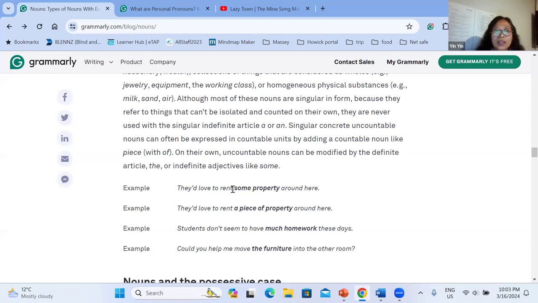They love to rent some property around here. They would like to rent a piece of property, using a unit expression: a piece of.